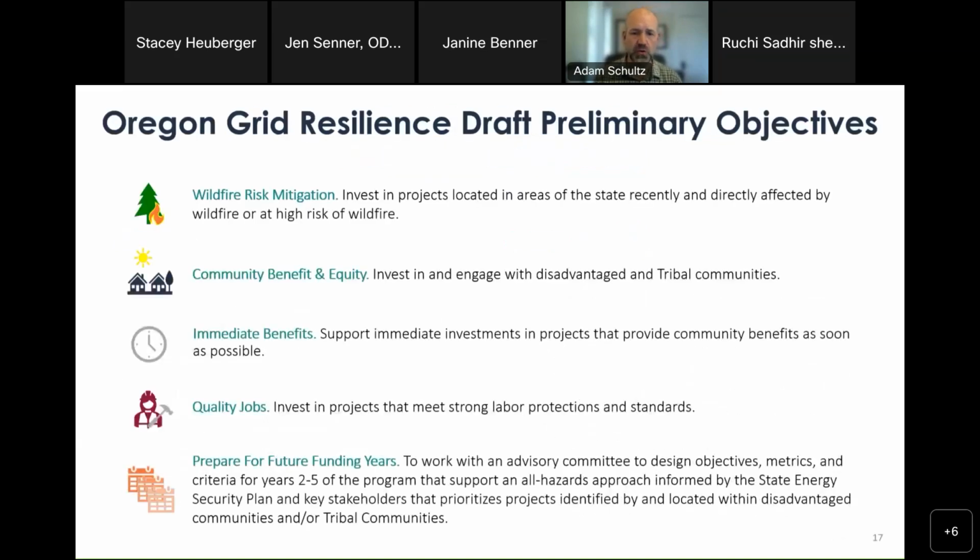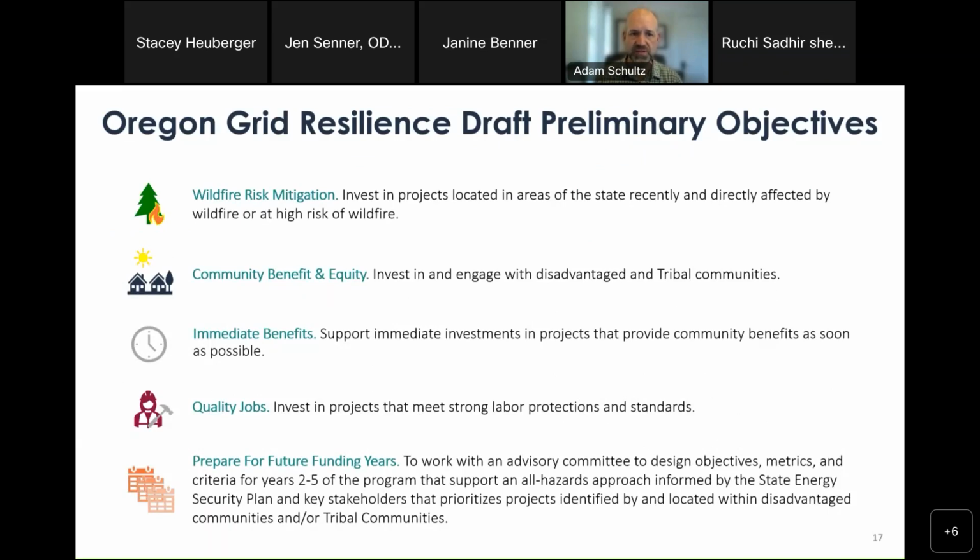So let's dig in a little more on our proposed provisional approach for year one. The preliminary objectives we've identified for year one. So first, around wildfire, as we've mentioned, we really want to focus on making investments in wildfire risk mitigation, either in areas of the state recently impacted by wildfire or those areas that are at high risk of wildfire. Two, really focusing on community benefits. So maximizing benefits by addressing projects that either address that wildfire risk or locating projects in disadvantaged communities.